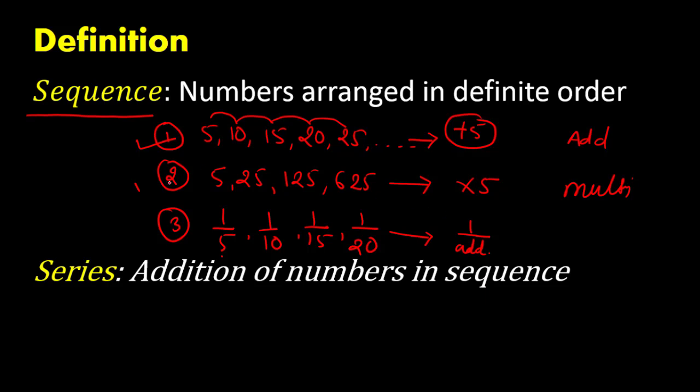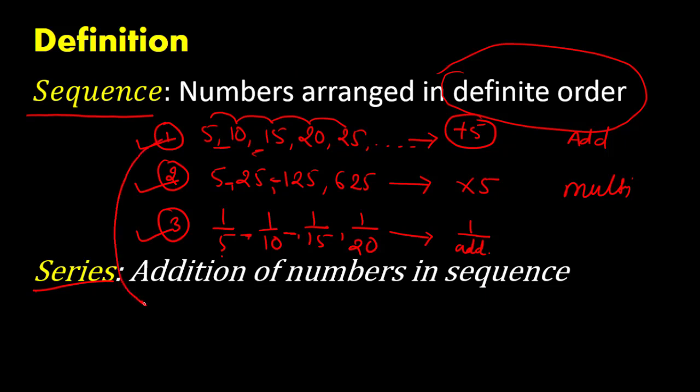So these three sequences mean I am doing the same operation between any two consecutive terms. So this is nothing but a sequence. Definite order is very important. So what is a series then? Nothing, sir. Just take this: a series is just the addition of the numbers which are in a sequence.